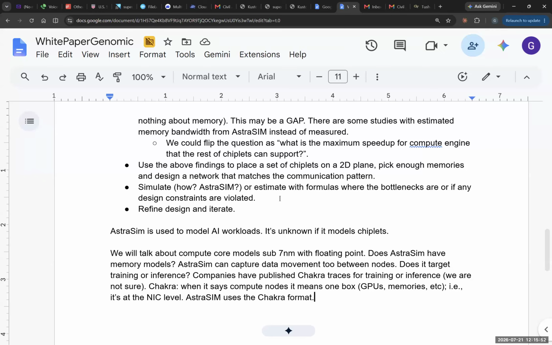So AstraSim takes that and will simulate different network topologies, how this modeling performs, how this training performs. That's my understanding, so take it with a grain of salt.